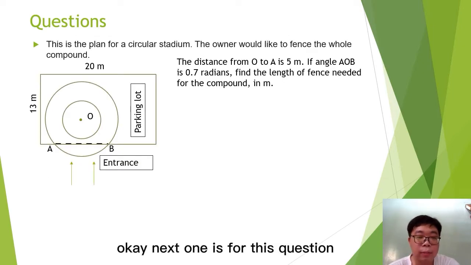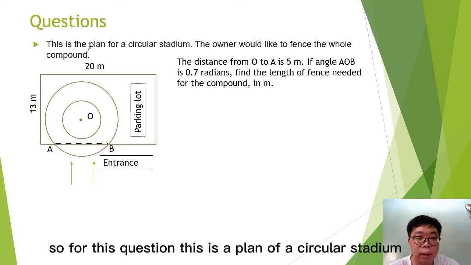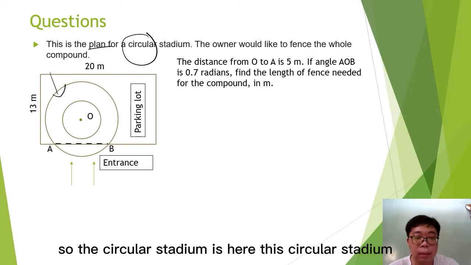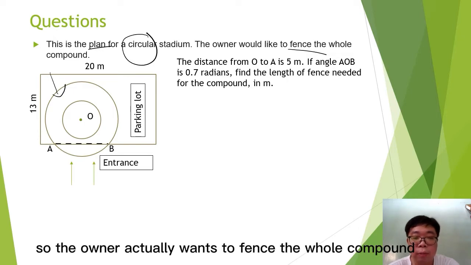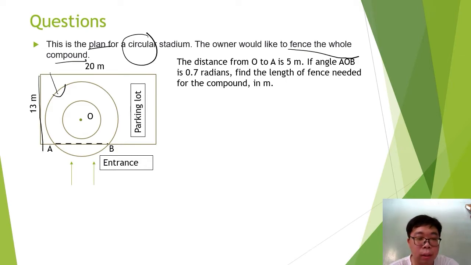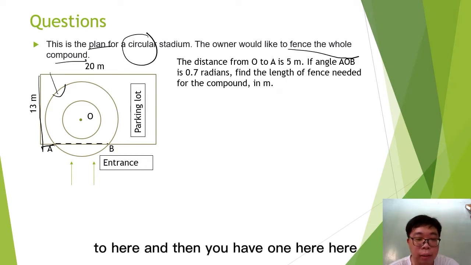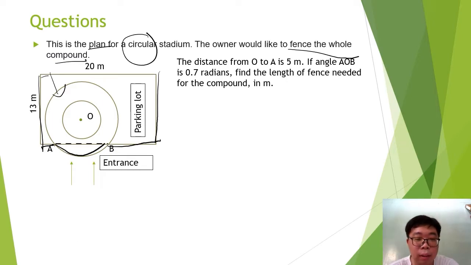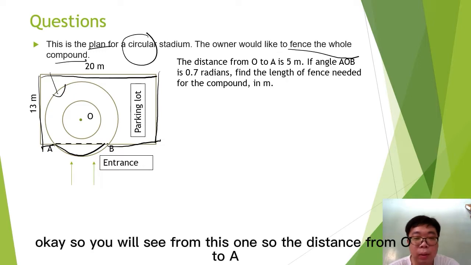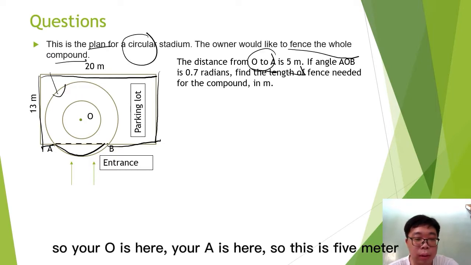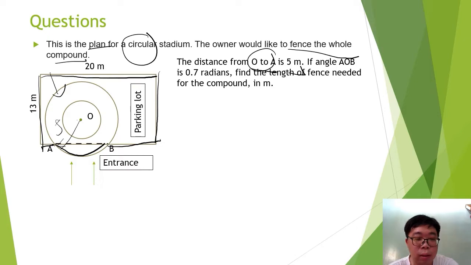Okay, next one is for this question. This is a plan of a circular stadium. So the circular stadium is here. The owner actually wants to fence the whole compound. So when you put your fence, you put from here to here, and then you have this one, and then this, and the last one. The distance from O to A is 5 meter. So your O is here, your A is here. So this is 5 meter.